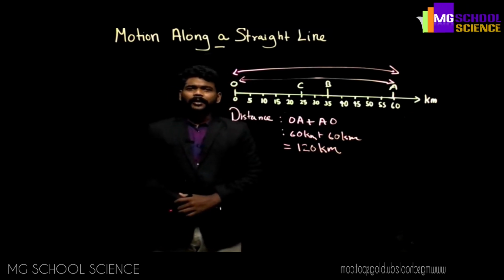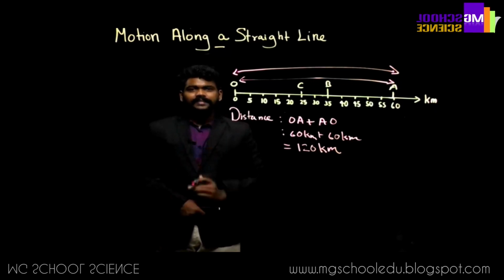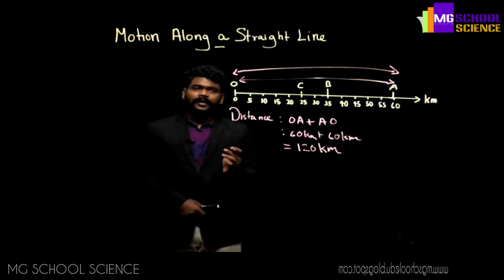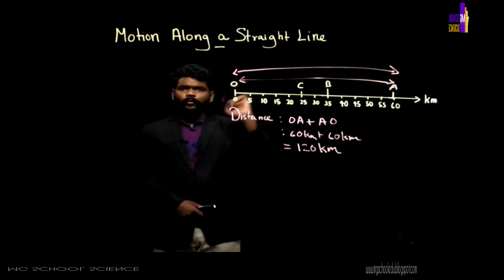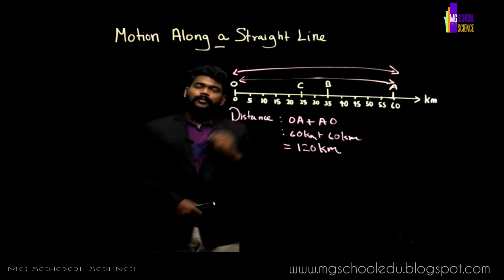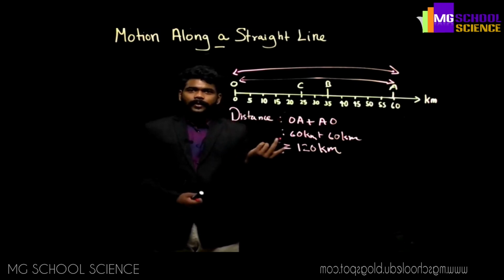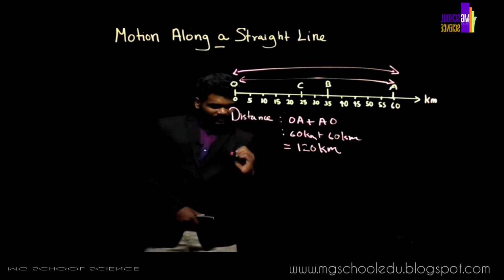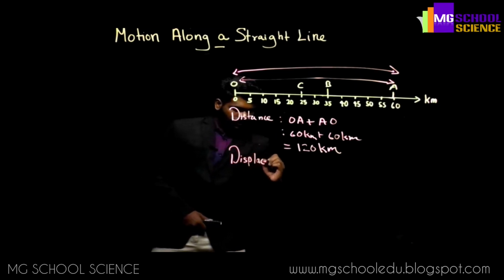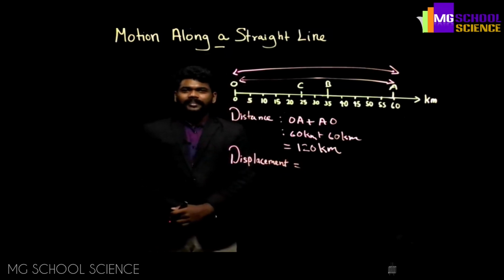But can you tell me what is the displacement? You know that the displacement is the shortest path or shortest distance from the initial to final position. But here it travels from O, goes to A and back to O, right? Now the initial and the final position is the same, right? Then what is the distance between O and O? It is 0, right? Therefore, the displacement is what? 0.